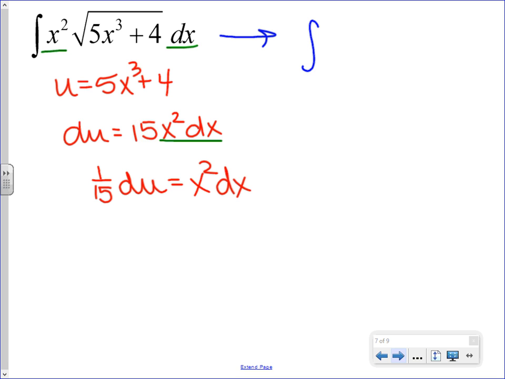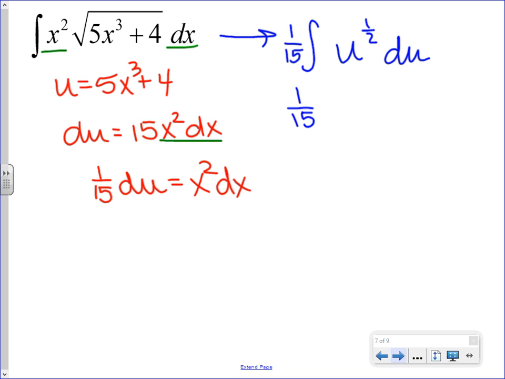So we have the square root of u, which I'm going to write as u to the 1/2. And then x squared dx is 1/15 du. So I'm going to throw the 1/15 on the outside because it's a constant. We don't need it till the end anyway. And then the du at the end where we like to see the differential. How do you feel about that rewriting? Any issues with it?